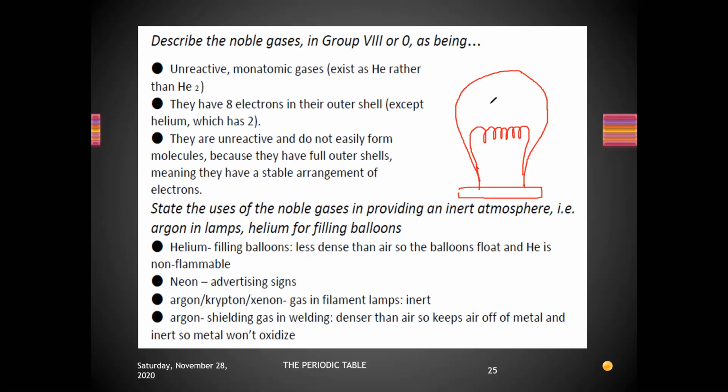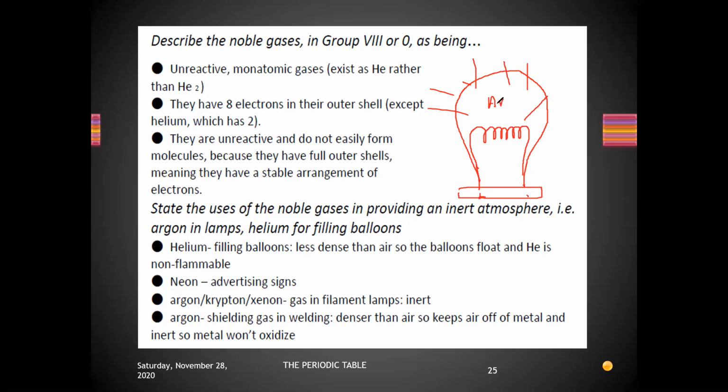So why is this region inside the glass filled with argon, krypton, or xenon? Why not air? Because when we pass the current through this tungsten, it produces heat and light and starts to glow. When the tungsten starts to glow, its temperature increases.